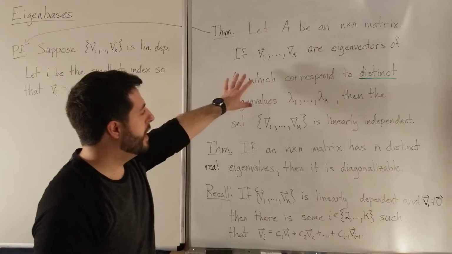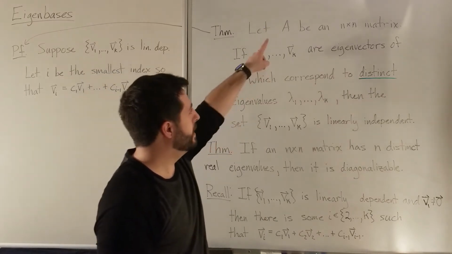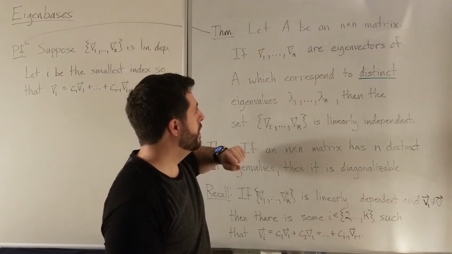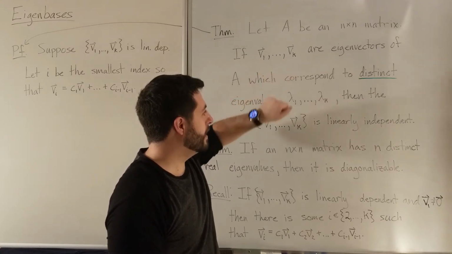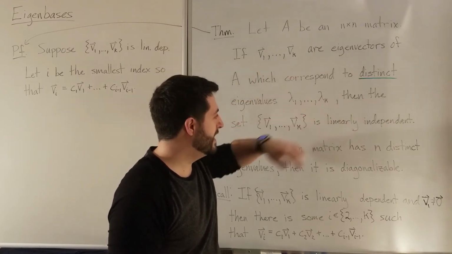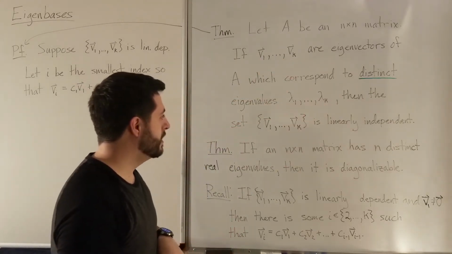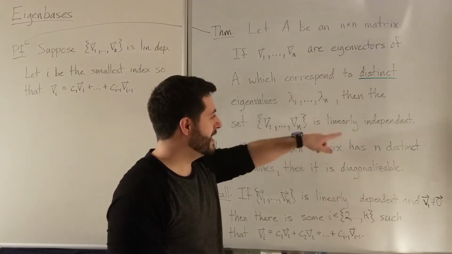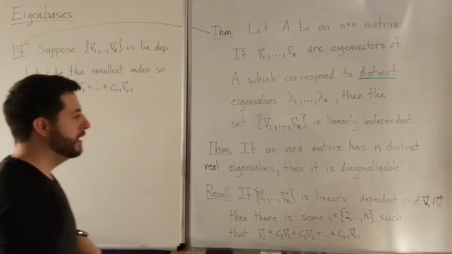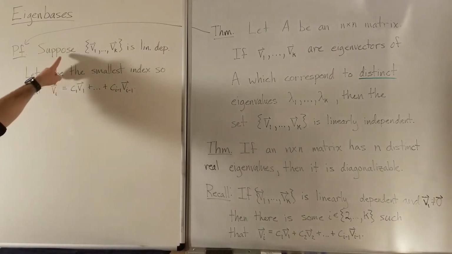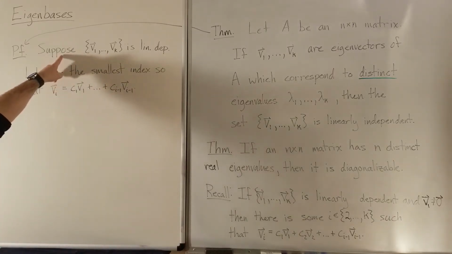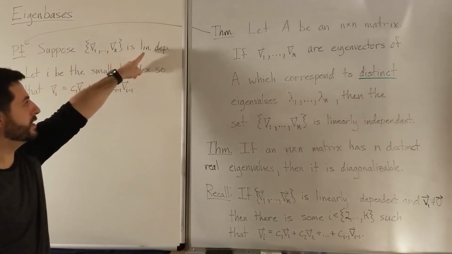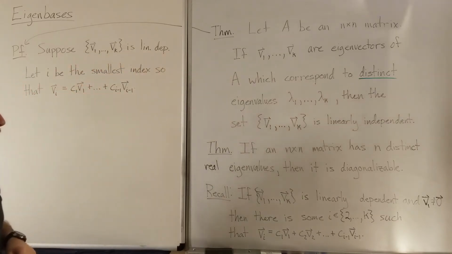I'm going to assume that we have this setup. So we have a matrix A that's n by n. We have k eigenvectors corresponding to these k distinct eigenvalues. And we're trying to show that this set, v1 through vk, is linearly independent. So I'm going to go for a contradiction here and suppose that this set is actually linearly dependent and try to find something wrong with this situation.